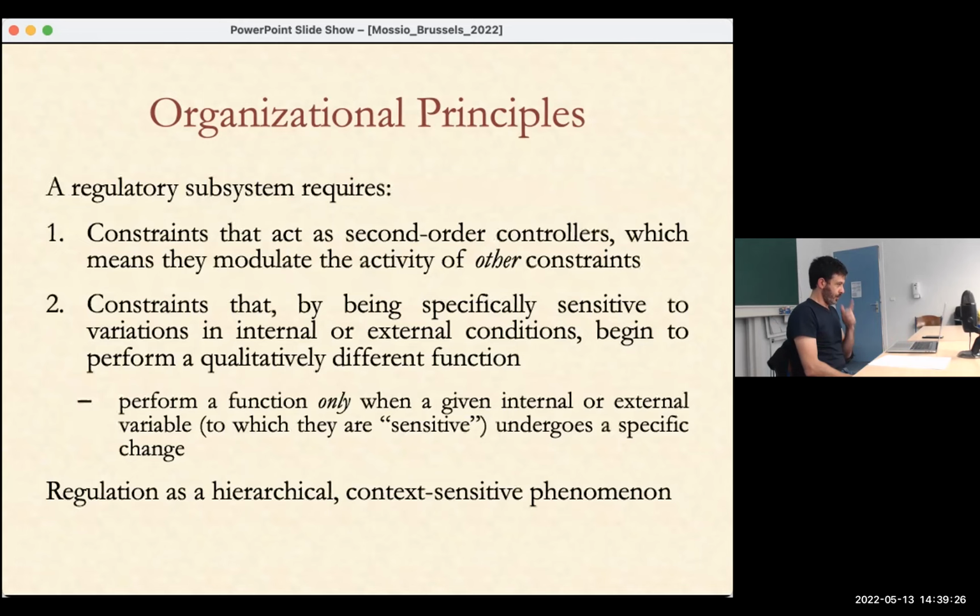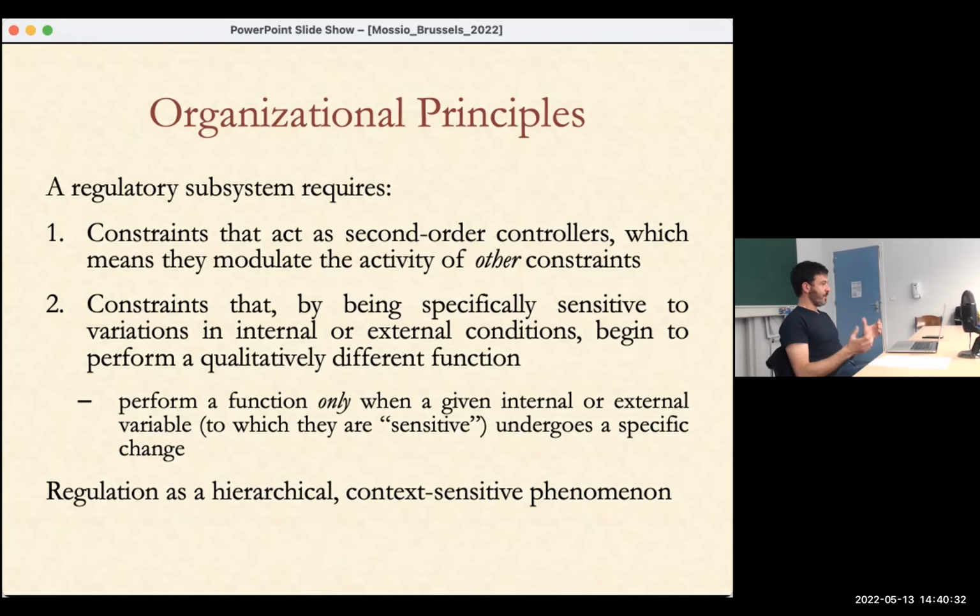So you have these two hierarchical levels, and more precisely, a regulatory subsystem in an organism requires two things. On the one hand, constraints that act as second order controllers, which means that they modulate the activity of other constraints, where constraints of the first order are operating on processes and reactions. And you also need constraints that are specifically sensitive to variations in internal or external conditions. And when they sense this variation, they perform qualitatively different actions. So what they do happens only when there is a change occurring. That's what I put here. So regulatory functions operate only in the presence of a change, which is not what happens in first order constraints and first order regimes.